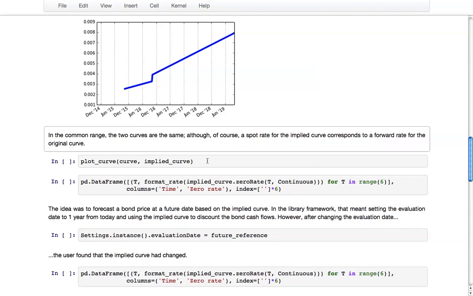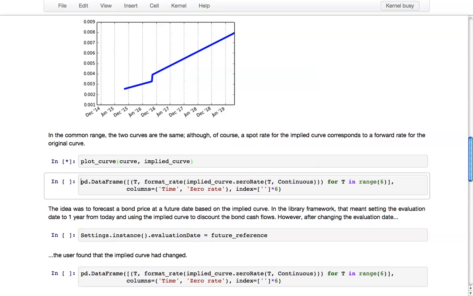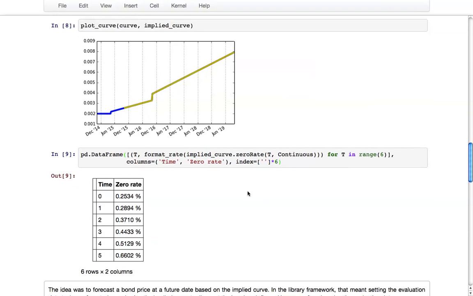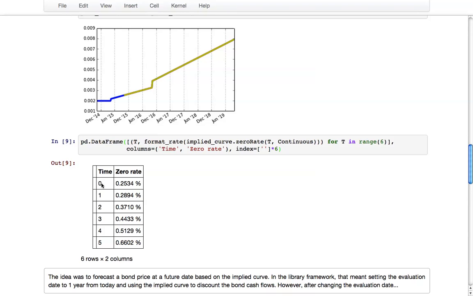We can see this by plotting both curves. We see that this yellow one is the implied curve. It starts 1 year from now, and it's superimposed perfectly over the original curve. The numbers here are the zero rates for the implied curve at spot, which corresponds, as I said, to the 1 year forward for the original curve. And then we have zero rates for 1, 2, 3, 4, and 5 years. We start from 25 basis points for spot, and we go to 66 for the 5 years rate.